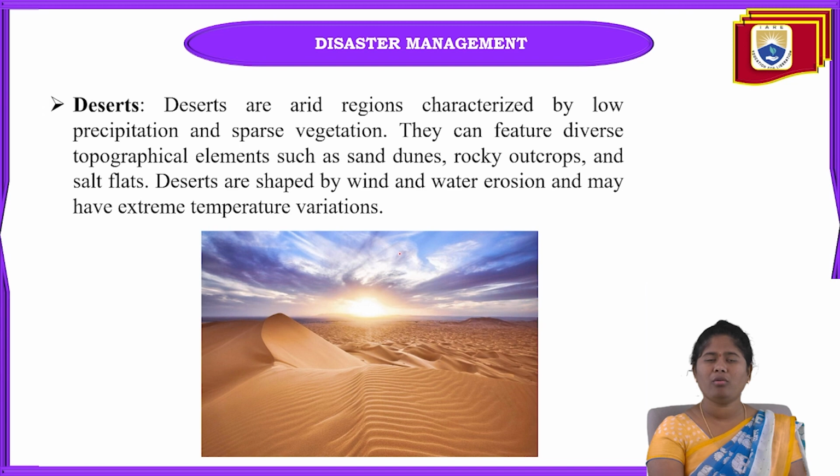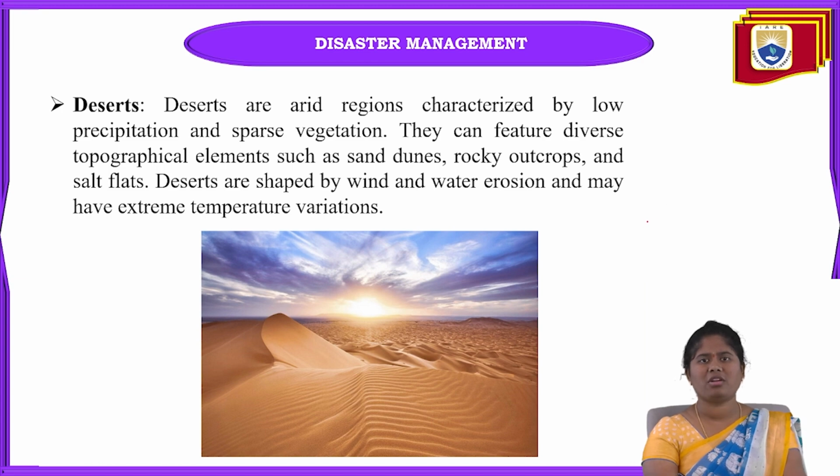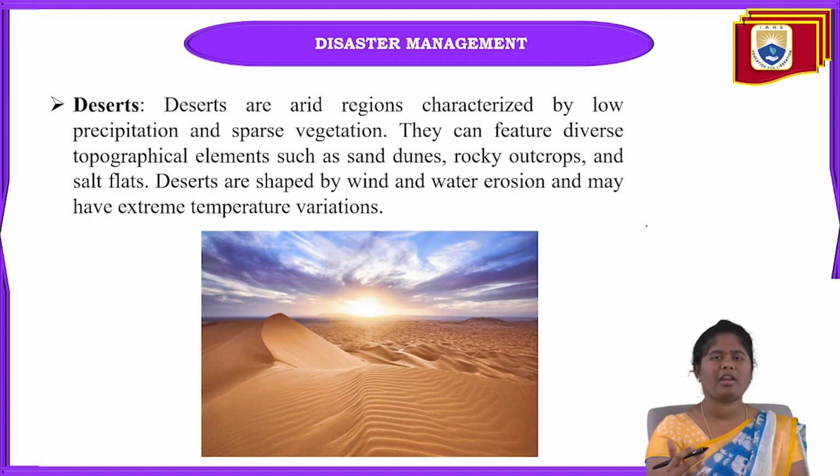And this may have extreme weather conditions also, extreme temperature variations. When there is no water or any vegetation in the desert area, automatically there will be extreme hot temperature in that area, in the desert areas. So that's why we can observe extreme temperature variations there.